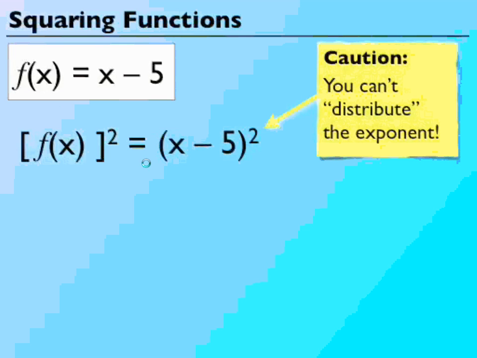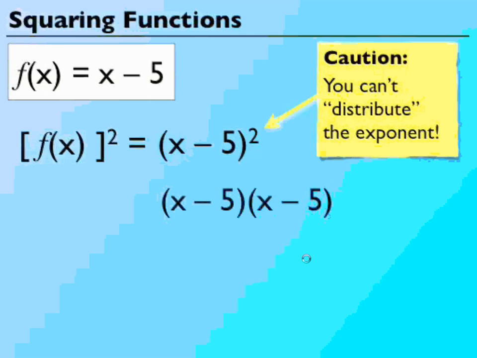If this was 3 times x minus 5, you can distribute. Or if this was x minus 5 times 2 out here, if this was multiplied by 2, sure, go ahead and distribute all you want, but it's raised to a power of 2. It's squared. So we need to write this out. Squaring something means multiplying it by itself. So we write it out as x minus 5 times x minus 5.